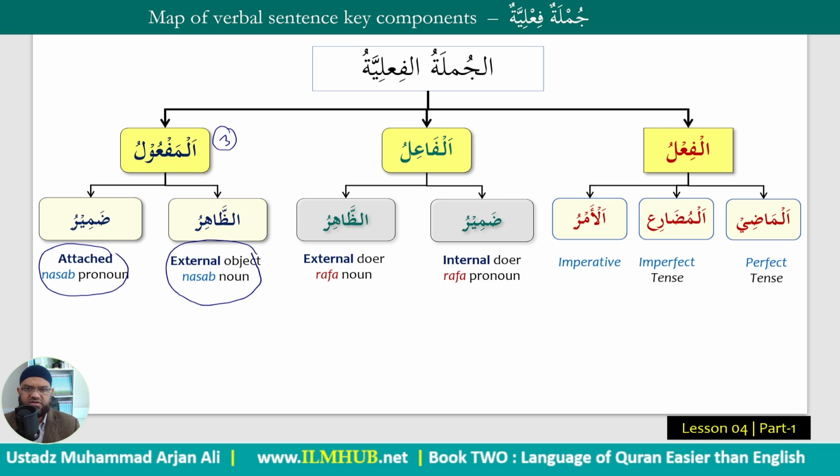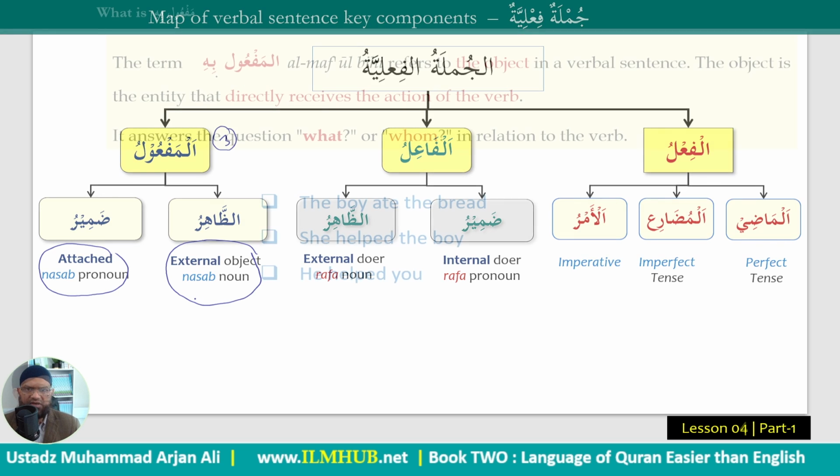So the doer, as you know, is the one who does the verb, and the object is the one who receives the action in the verb. And that can either be a noun or a pronoun. By noun, I mean a name of a thing, a person, place, etc. And of course, it can be more than that. And we'll be looking at all of these components in this lesson, inshallah.